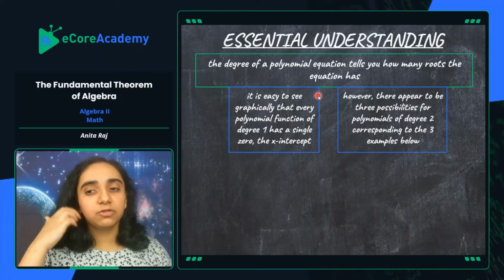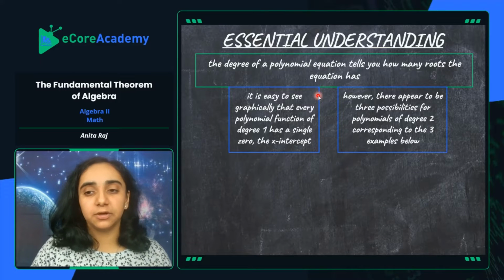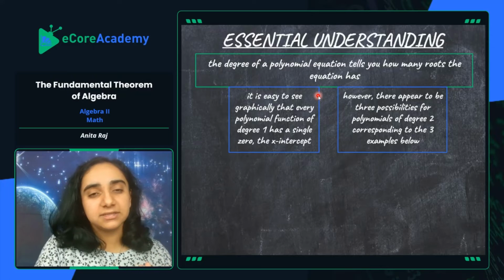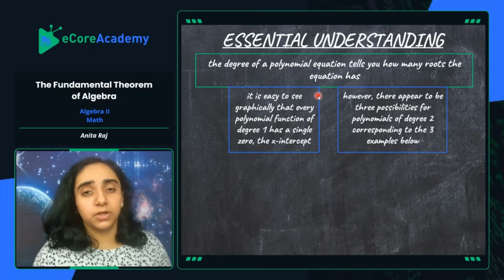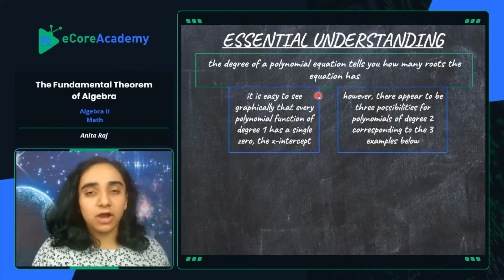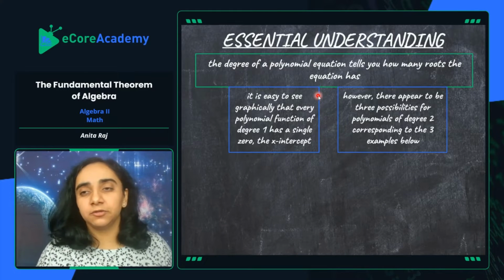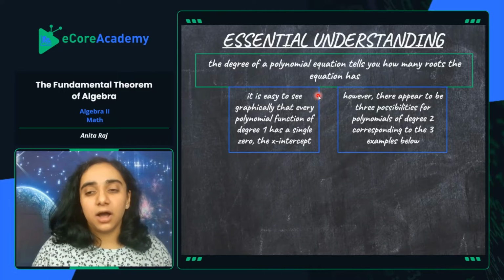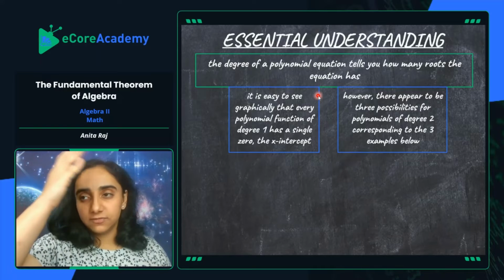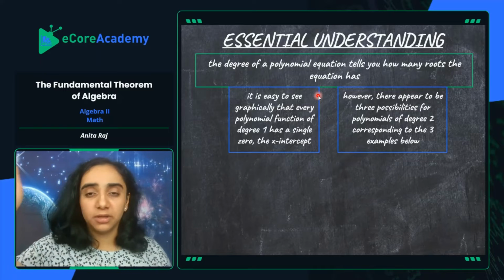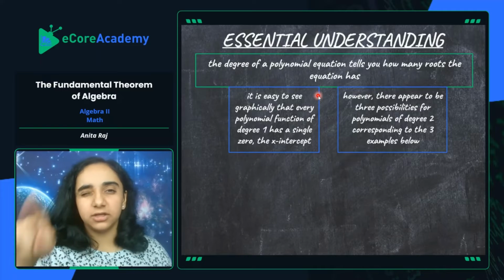However, there appear to be 3 possibilities for polynomials of degree 2 corresponding to the examples below. So now we're moving from that basic linear line graph that we've been talking about. Now we're moving into another unit we did, which was quadratics. And if you graph a quadratic, which is y equals x squared, that's the parent function. You can write it in 2 different forms, vertex form and standard form. But when you graph that, regardless, you're going to end up getting a parabola, which is like a U. If it's positive, then it's going to be like a U, like a bowl. If it's negative, it's going to be reflected. It's going to go downward, but it's still going to have that U shape.